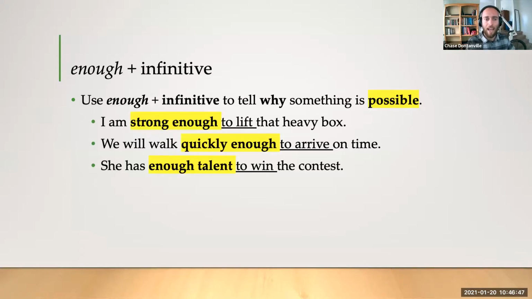In the first one, we have adjective and enough: strong enough. In the second example, adverb plus enough: quickly enough. In the third one, we have a noun, and you see the noun comes after enough: enough talent.